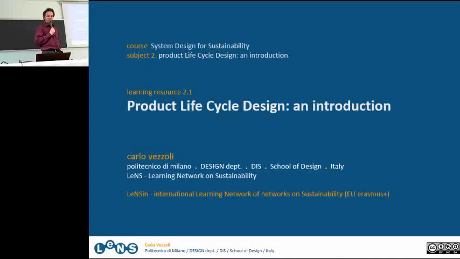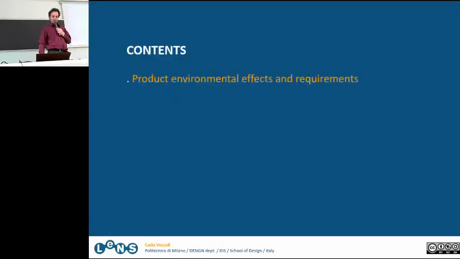Let me start by speaking about product lifecycle design. As I told you, this is an introduction. So I'm going to talk to you about product environmental effects and requirements. When designing a product, we have different types of requirements. We have normative requirements, ergonomic requirements, functional requirements, aesthetic and cultural requirements, and so on.